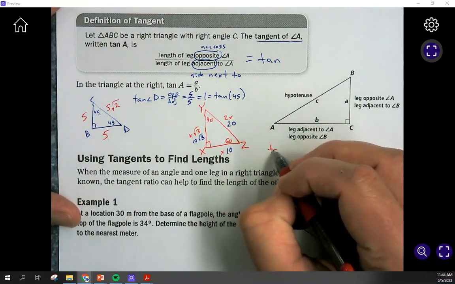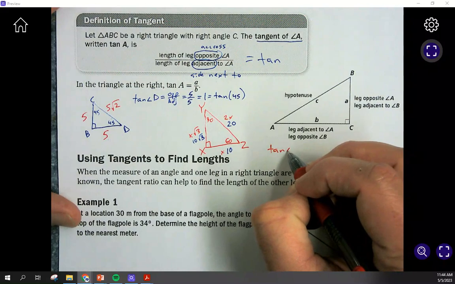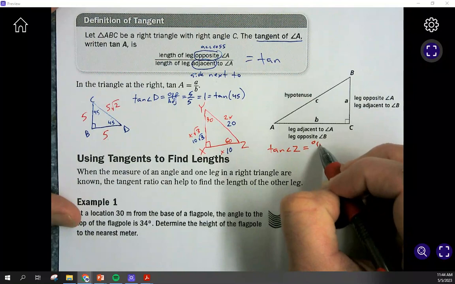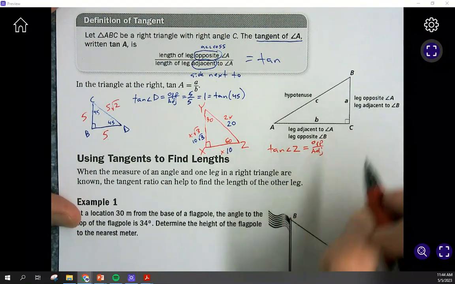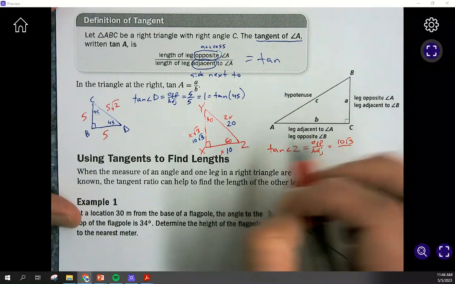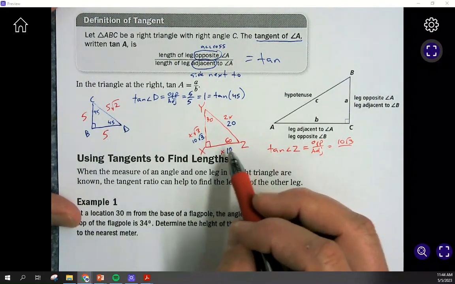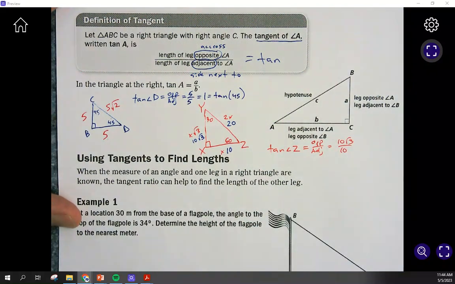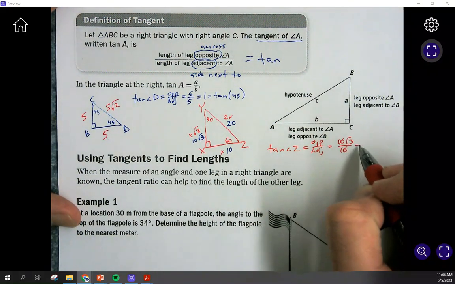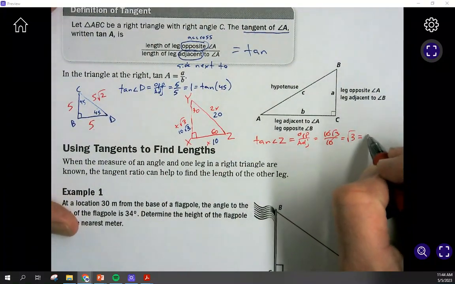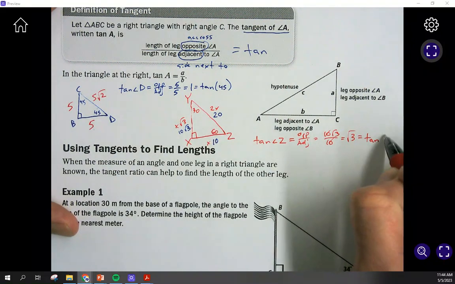So if I'm going to find the tangent of angle z, it's the opposite side over the adjacent side. From angle z, the opposite side is 10 radical 3, across the triangle. The adjacent side is 10, not the hypotenuse. So adjacent is next to. Here's angle z. The side that's next to it is 10. Now that would simplify. These 10s would cancel. So this is equal to radical 3. And so that's what the tangent of 60 degrees is equal to.